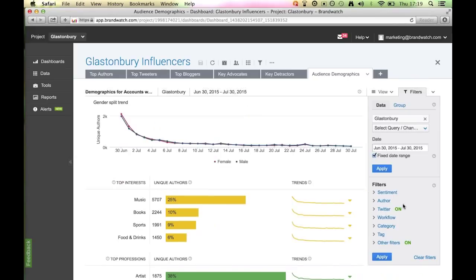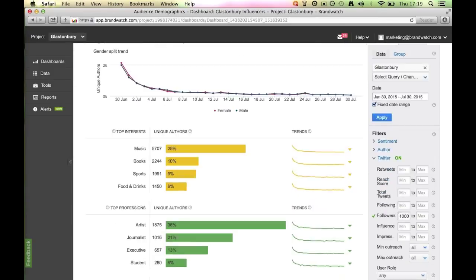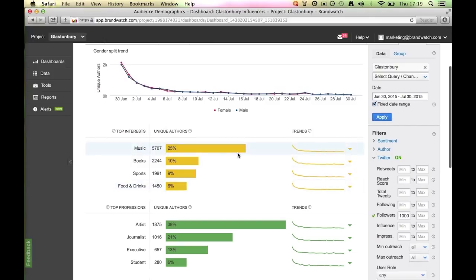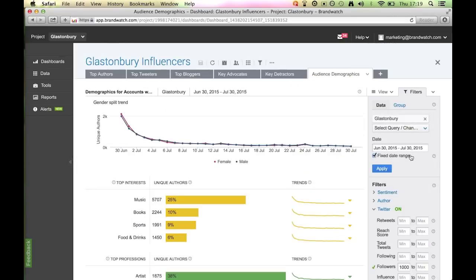We can also get a very quick overview of some of the demographics of our most influential people in our audience, so the most influential people talking about us. And so the way that we've done that is by saving a filter on here. So if you click on this filters tab, you'll see that everybody in this particular tab has 1,000 followers or more. And we can understand some of the interests that these influential people are interested in and their professions and where they are in the world.